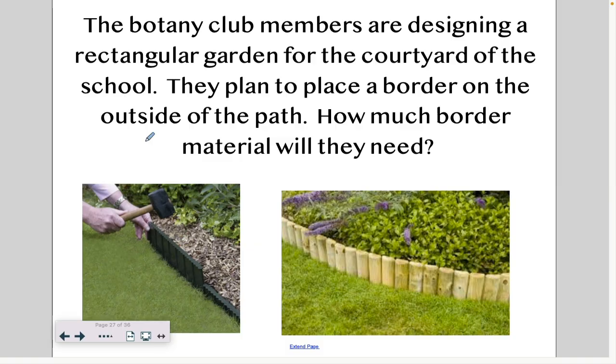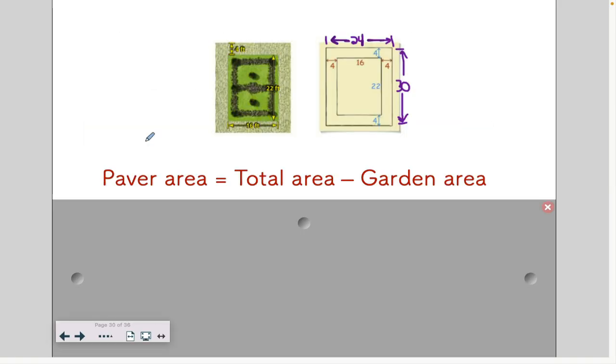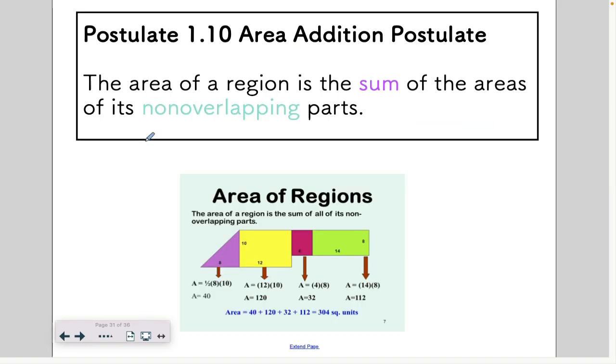Okay. Now, there's a couple other questions that you're going to run into. There's a couple perimeter ones and a couple area ones. I want to go in a different order. Rather than give you the postulate and then go back, I'm going to give you the postulate and then let you work on these questions. So skip ahead to postulate 1.10. We'll fill it in, and then I'm going to let you work on the questions.